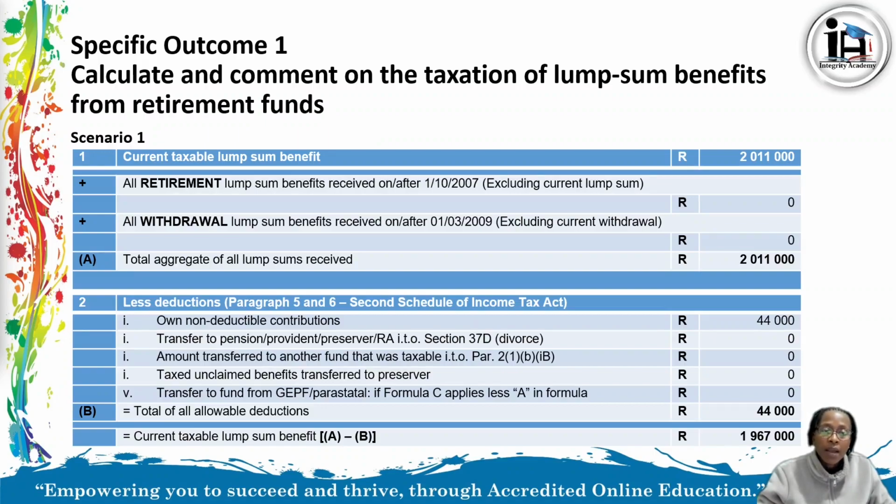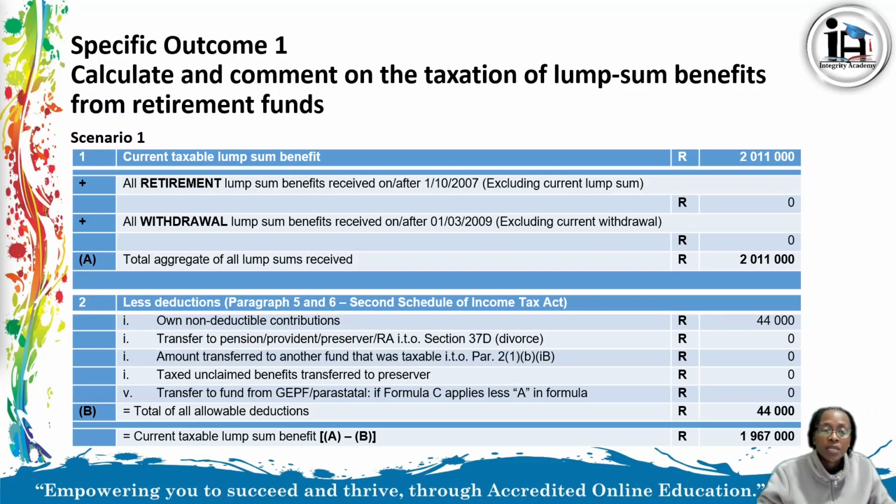So number one, our current taxable lump sum benefits will be 2,011,000. We add all retirement lump sum benefits, which we don't have in our case, and then we also add all withdrawal lump sum benefits received on or after, which we also don't have, bringing our total aggregate of all lump sums received to 2,011,000, which is our A.